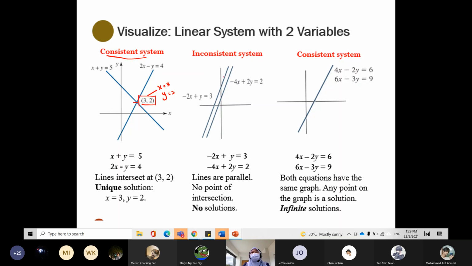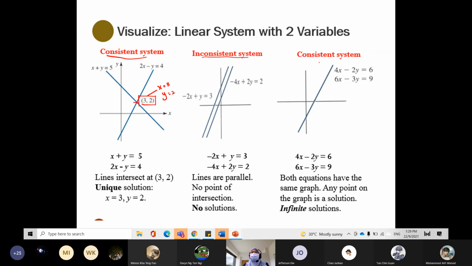Okay, so this one, when you sketch the line, you can see that you have an inconsistent system, because the lines are parallel to each other and do not intersect at any point. So from here we know that the system is inconsistent, which is having no solution. There is no intercept point, so this one has no solution.